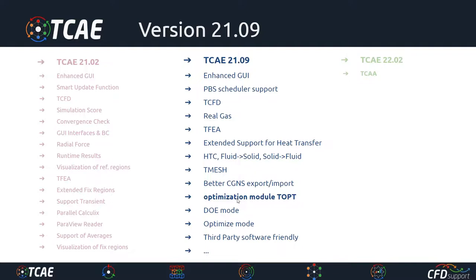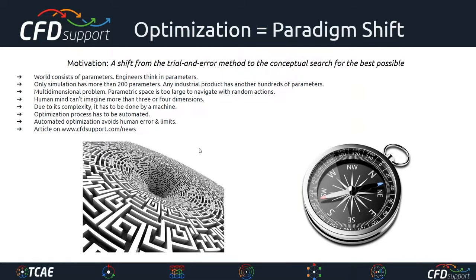Maybe I should mention why we are so excited about the optimization. We believe that the optimization is a paradigm shift. We believe it's something which changes the rules of the game. The game we have played so far was the trial and error method, right? So we have set the simulation, waited, and then evaluated the results somehow.